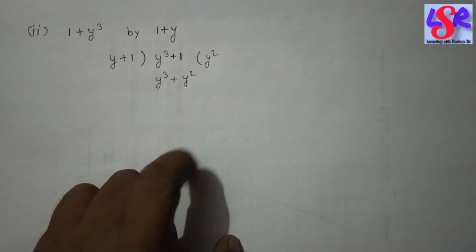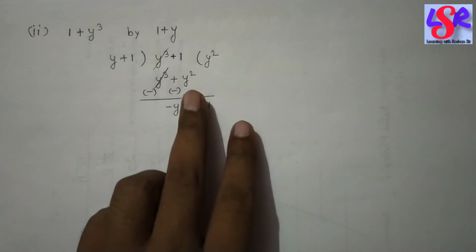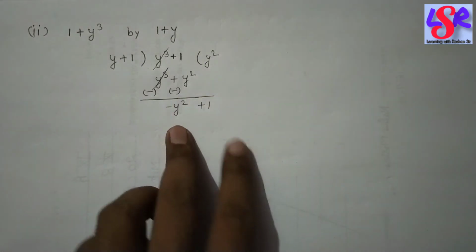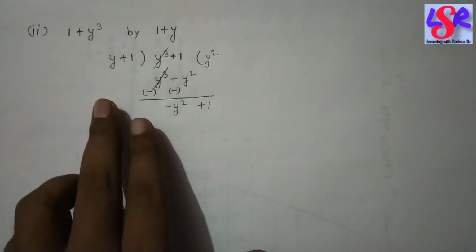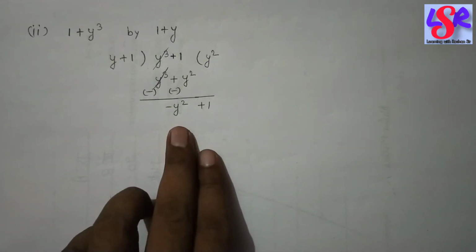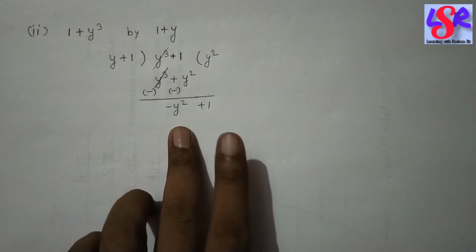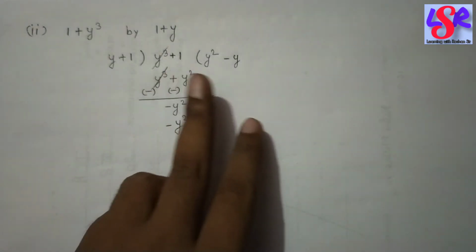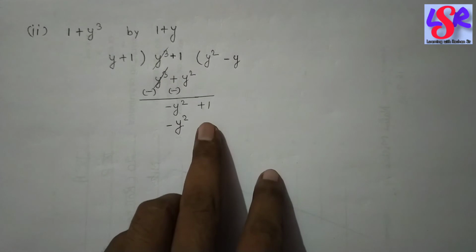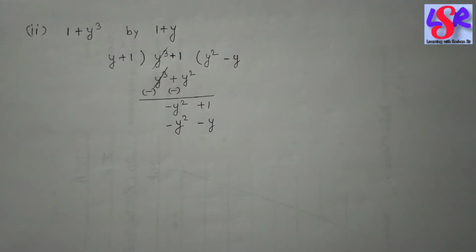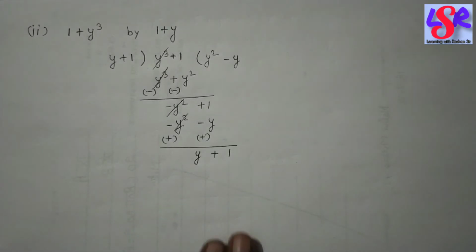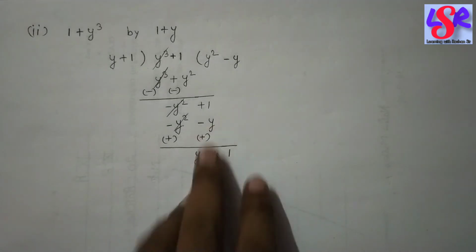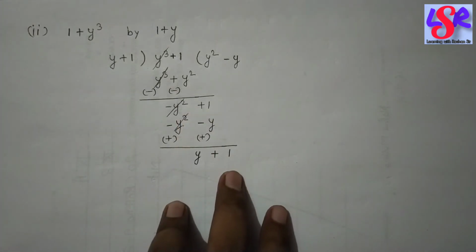Now we are going to subtract it. Then we are going to copy this minus y square over here and then 1 over here. Now we will see what we multiply in y to get minus y square, and we will be getting minus y. 1 will also be multiplied by minus y, and we will be getting minus y over here. Now I will change the sign of the lower terms, and here we are left with this one. Plus y is copied and plus 1 is copied over here.